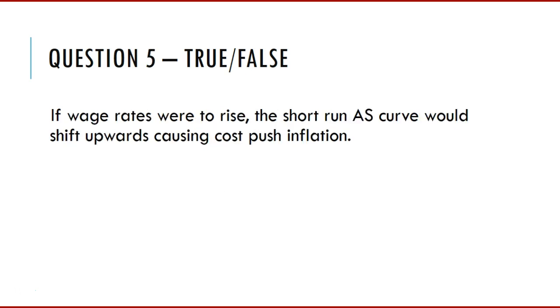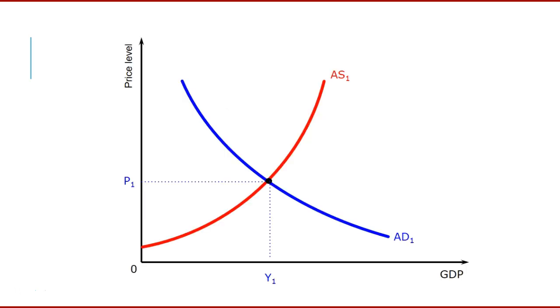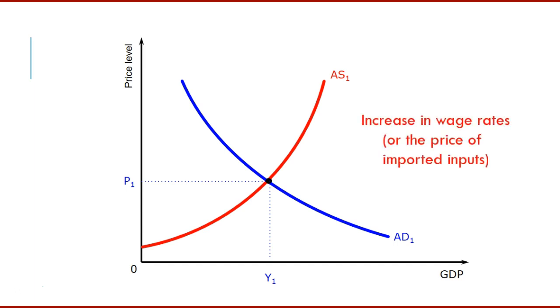Question 5. If wage rates were to rise, the short-run aggregate supply curve would shift upwards, causing cost-push inflation. Here's our aggregate demand, aggregate supply model in the short run. If we have an increase in wage rates, ceteris paribus, that is assuming nothing else is going on, or we could also have, just as a side note, an increase in the price of imported inputs.